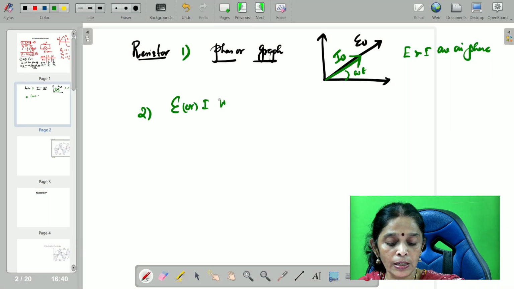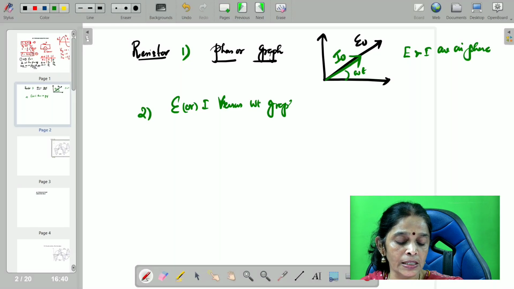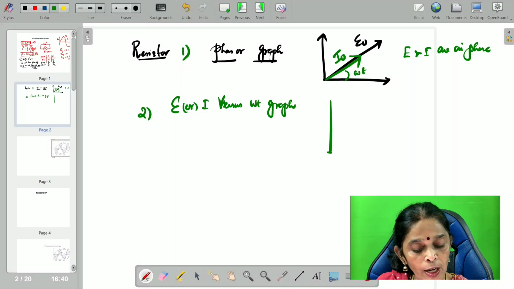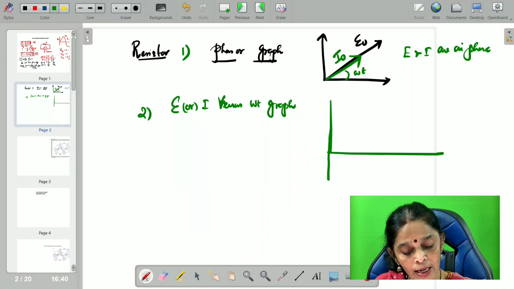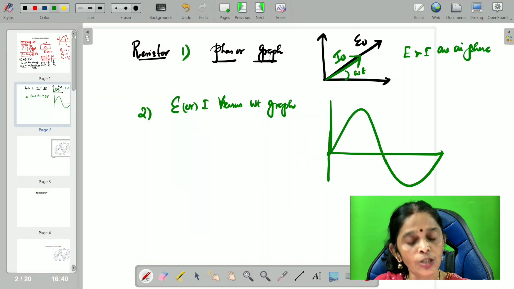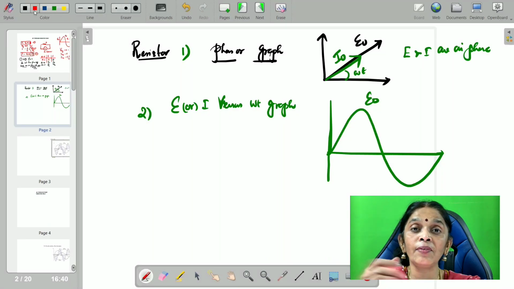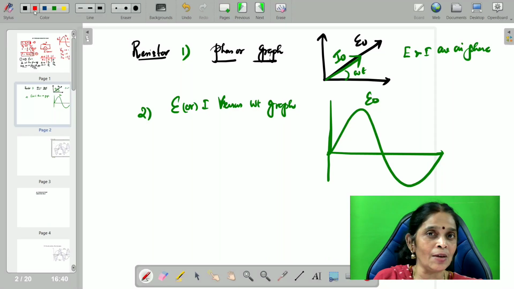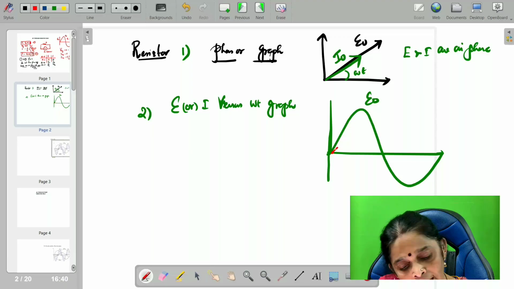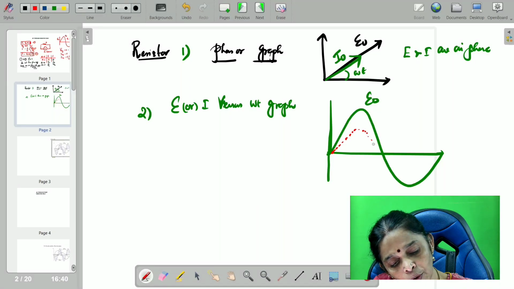Now, the E or I versus omega t graph. So let us find out the E or I versus omega t graph. We know that E is sinusoidally varying with respect to time, so I am just drawing it like that. This is E naught. But I is also sinusoidally varying with respect to time. Both are traveling with the same phase, we have seen. But then I is lesser than E naught because I is equal to E naught by R.